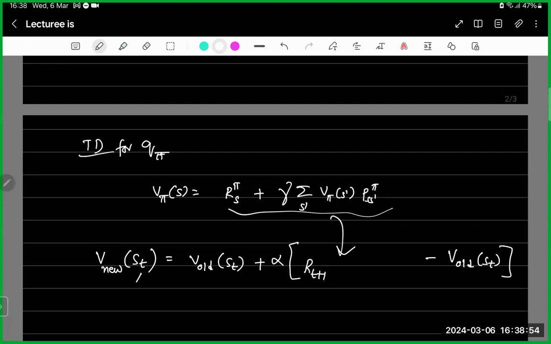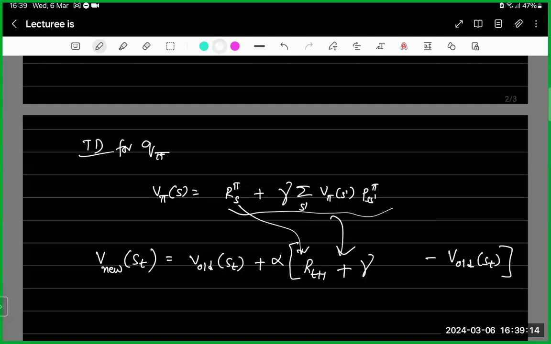Because you are in some state and you are acting according to policy pi, R_{t+1} will give you one sample for this. Then plus gamma times... there are a lot of S dashes which are possible, but the environment will give you one particular S dash.